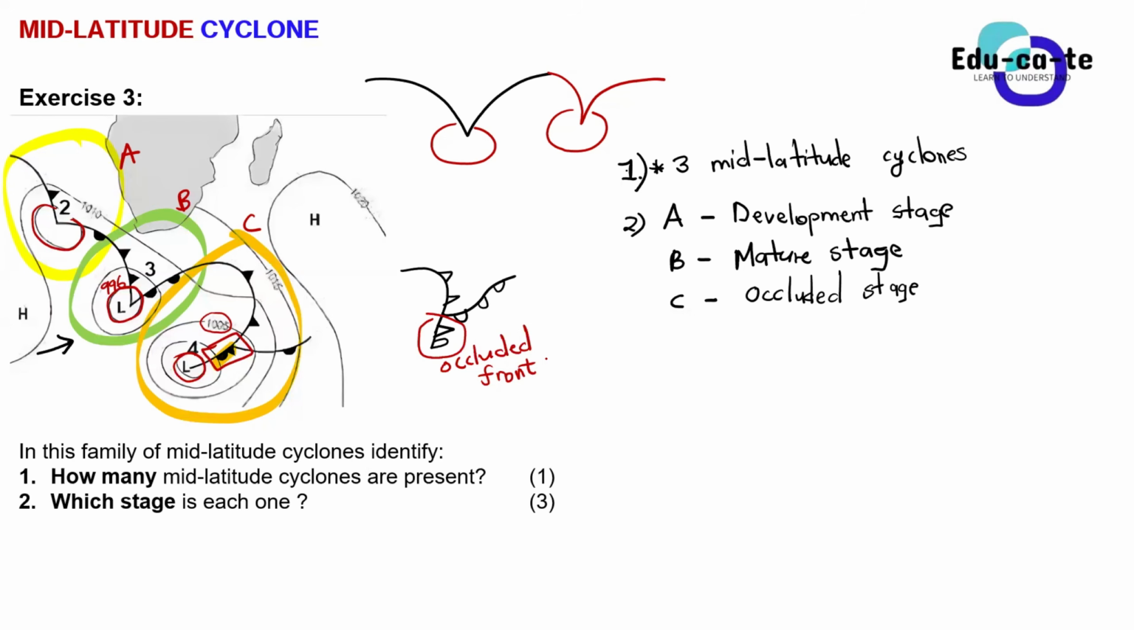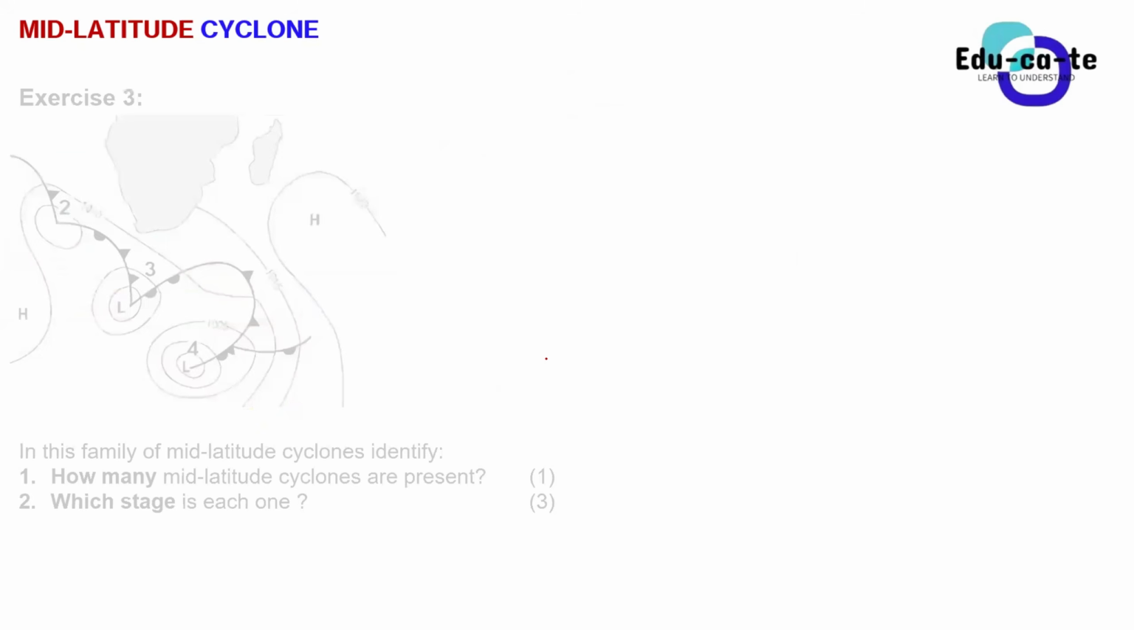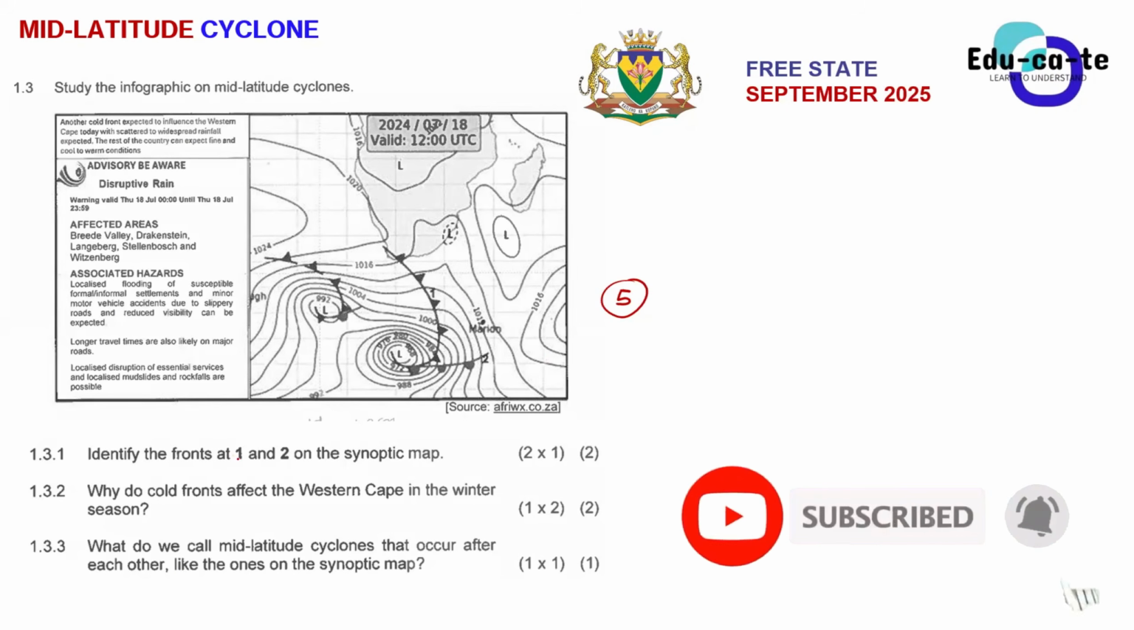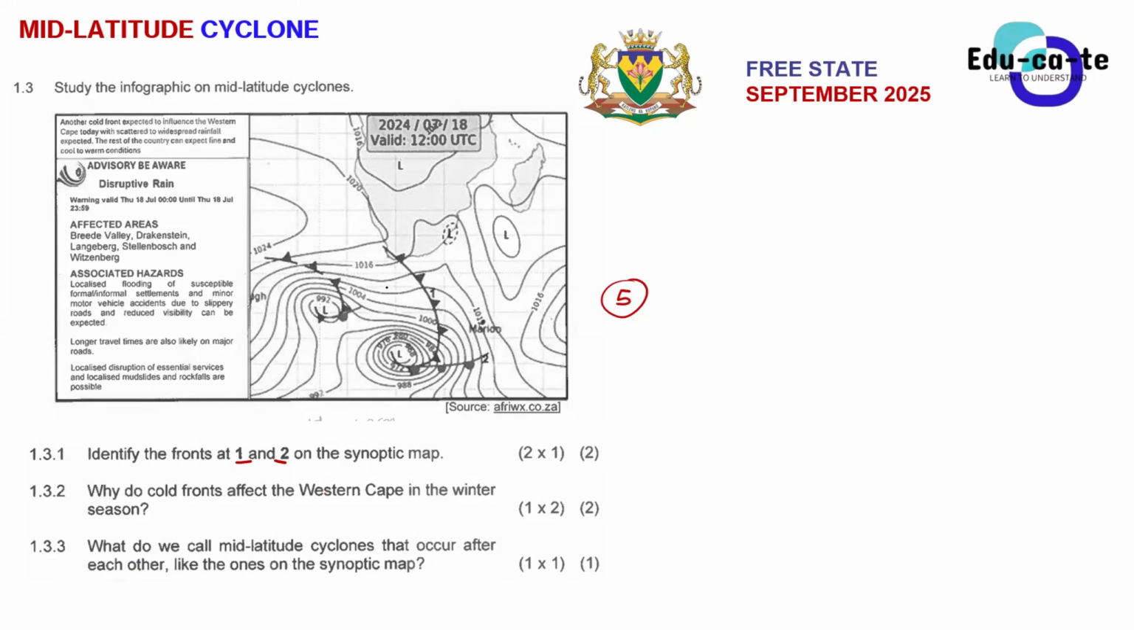Okay, so guys, these activities are for you to take this and understand it, so that whenever you face difficult questions, you are able to cope. Study the infographic on mid-latitude cyclone that is shown below. You have been given a couple of statements written in words, and you have been given a synoptic weather map. Do you all see the synoptic weather map here? Yes, sir. Okay, right. Identify the fronts at 1 and at 2 on the synoptic weather map. I sent you this document, so you are supposed to see it clearly from your phones or your devices.